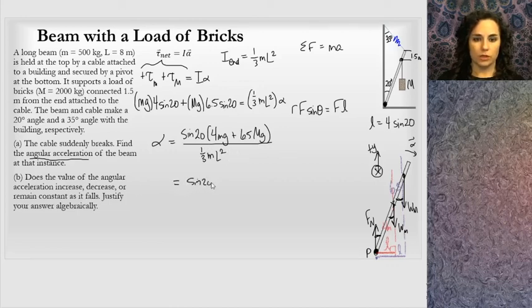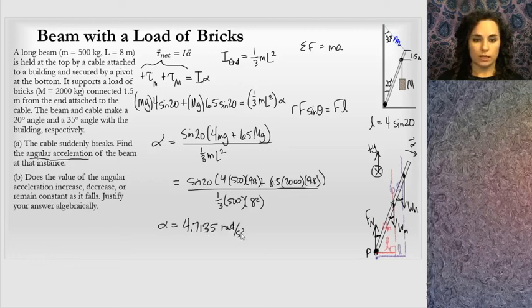We have sine 20, 4 times 500 times 9.8 plus 6.5 times 2,000 times 9.8. And then we're going to divide that by 1/3 times 500 times 8 squared. The length is 8 squared. When you run this through your calculator and solve, you get 4.7135 radians per second squared. Okay, there's the angular acceleration. I didn't need to do a linear equation, that's fine, I just did the torque.